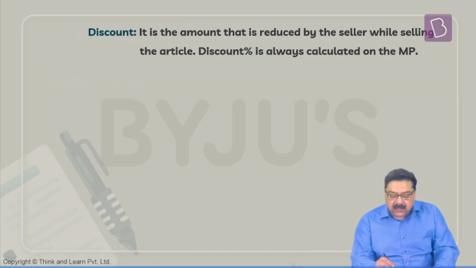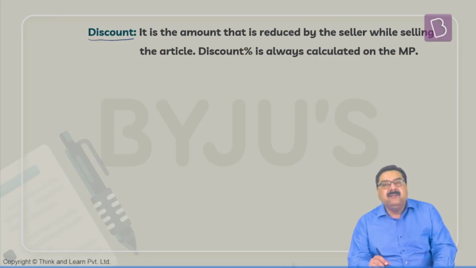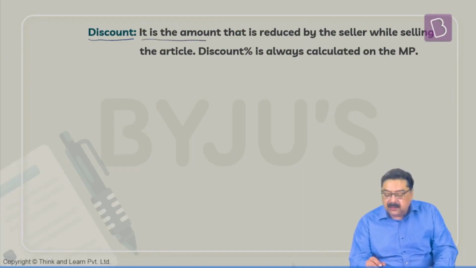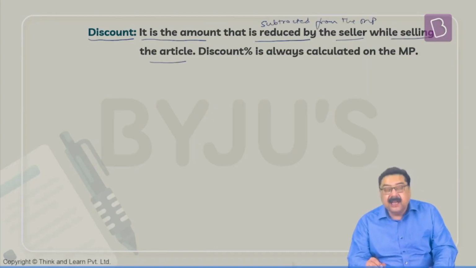Then what is discount? Discount is something that we always ask for, we always look for. We are in search of discount whenever we go for shopping. It is the amount that is reduced by the seller or subtracted from the marked price while selling the article. So discount percent is always calculated on the marked price.